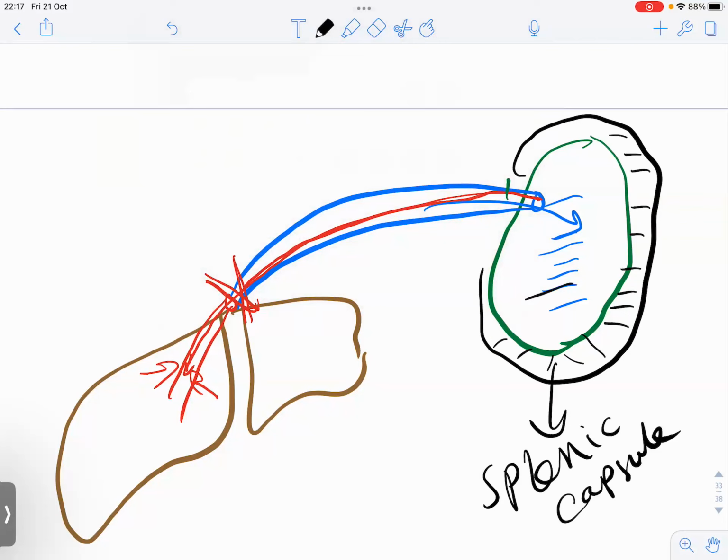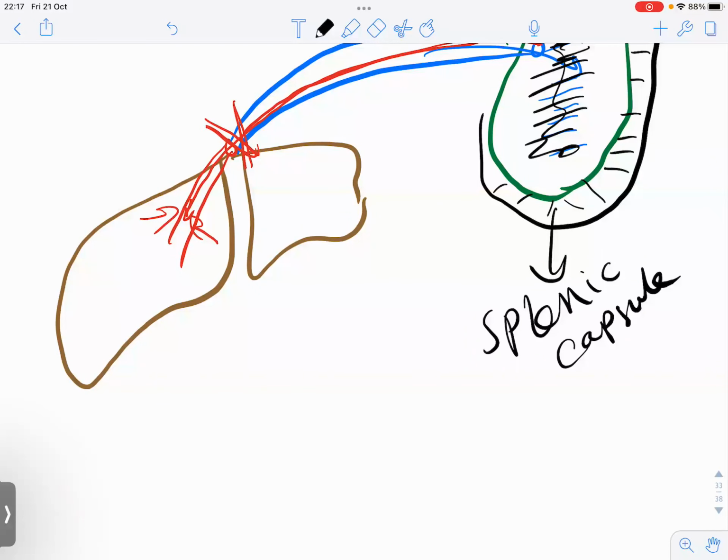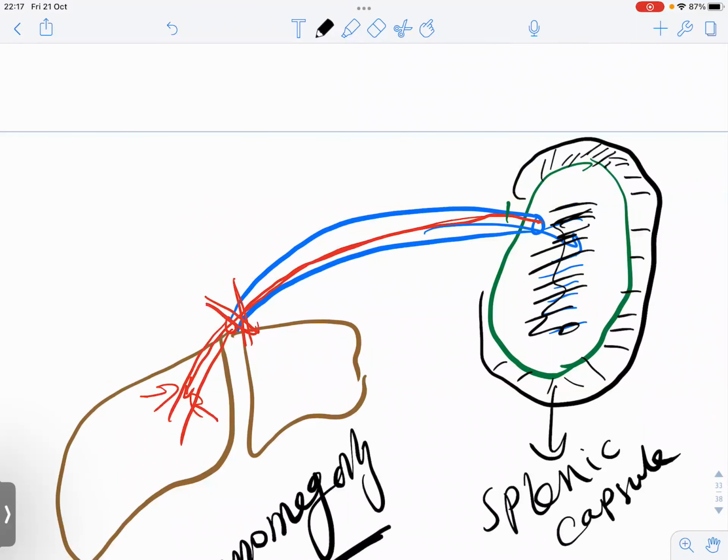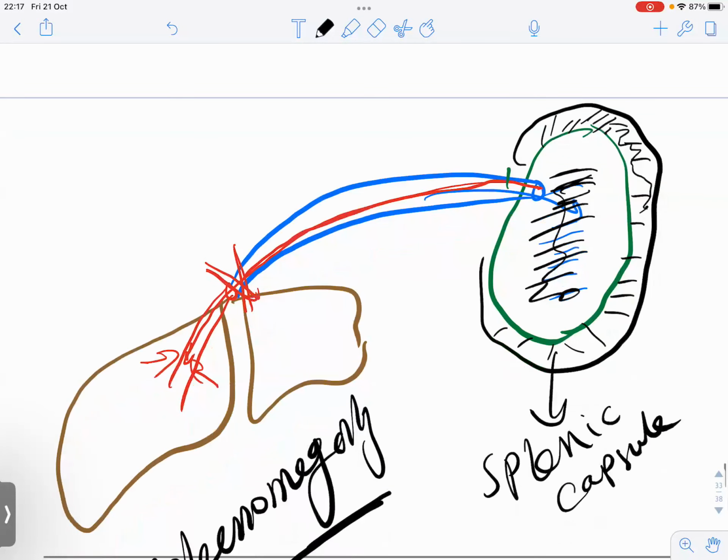Due to accumulation of blood inside the spleen, it will start to get bigger and bigger and cause something called splenomegaly. Splenomegaly means enlargement. So the splenic capsule cannot contain and cannot protect the spleen. The spleen will rupture. So what's going to happen?